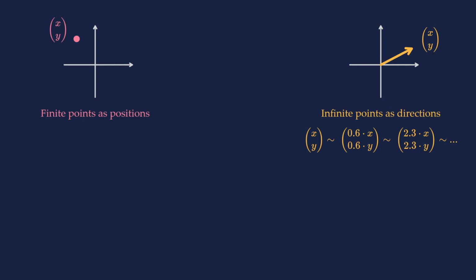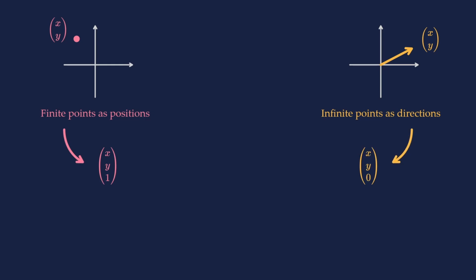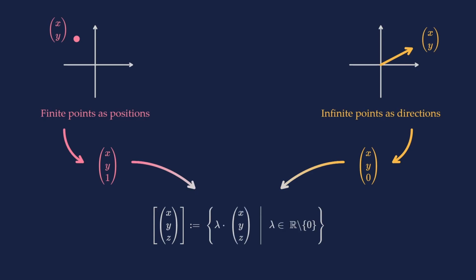We add a third coordinate, a 1 if the coordinates represent a finite point, and a 0 if it represents a direction pointing towards an infinite point. Additionally, we say that any of these now 3D vectors represents the same 2D point if they are a non-zero scalar multiple of each other. For any vector, we denote the set of all these multiples with these square brackets. But often we won't write the square brackets, we just remember they exist.